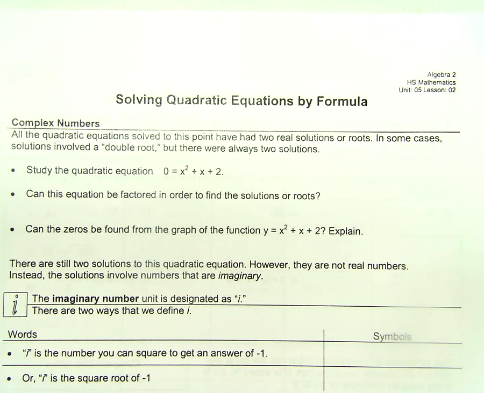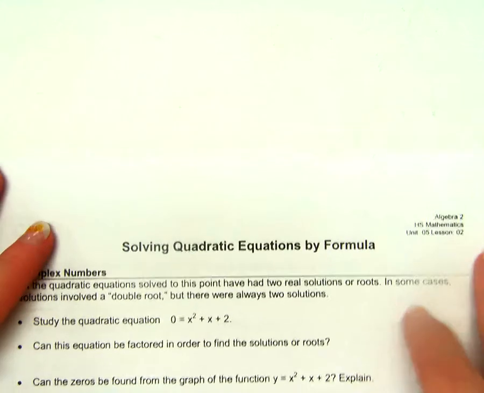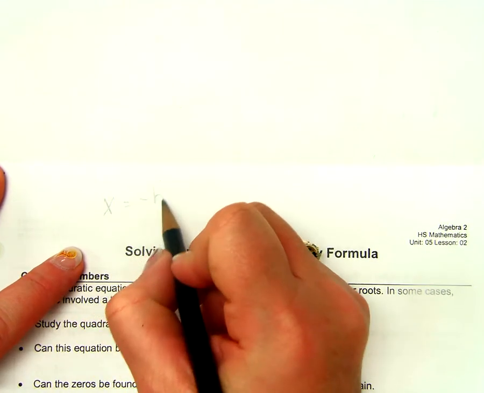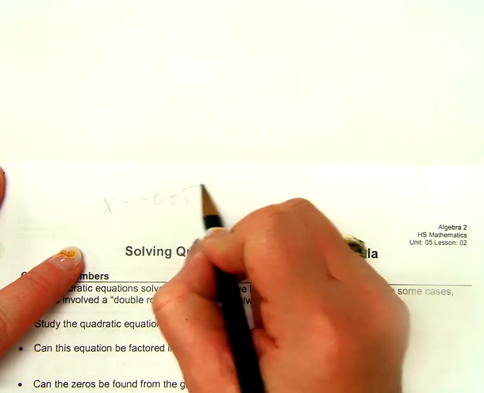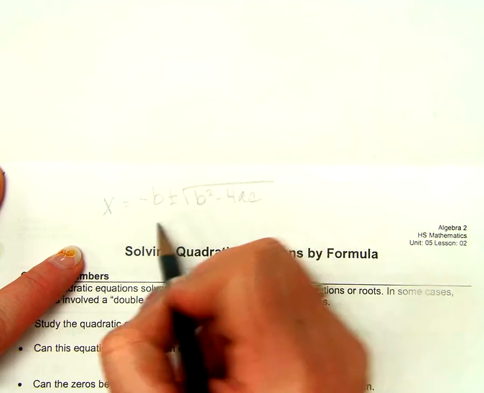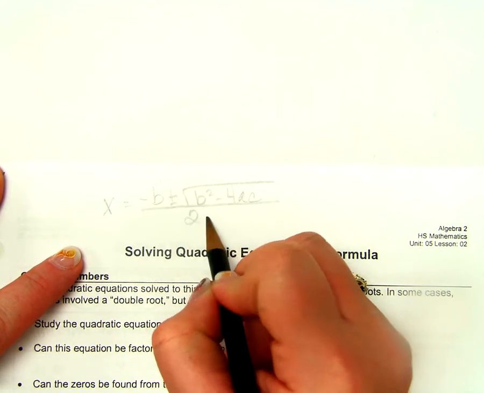Solving quadratic equations by formula. I need you to know the formula. Okay? I need you to know the formula. So at the top of your paper, please make sure you have it written down. X equals negative b plus or minus the square root of b squared minus 4ac all over 2a.